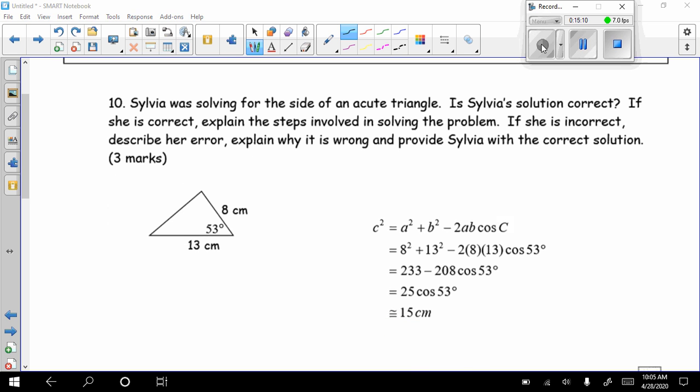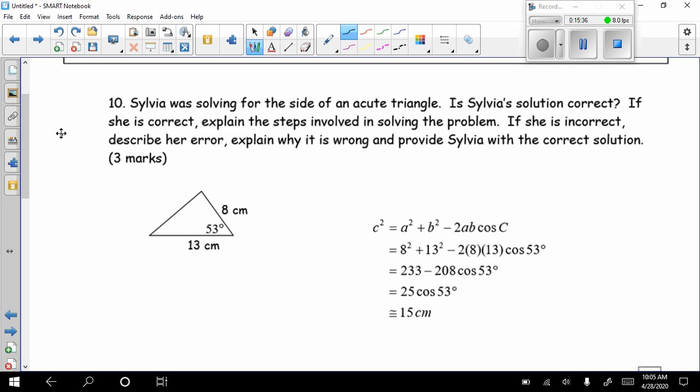Okay, so the first application question is an interesting one. It's asking you to find an error in a question. This is an interesting type of question often used in math. It says, Sylvia was looking for the side of a triangle. Is Sylvia's solution correct? If she is correct, explain the steps involved in solving the problem. If she is incorrect, describe her error.